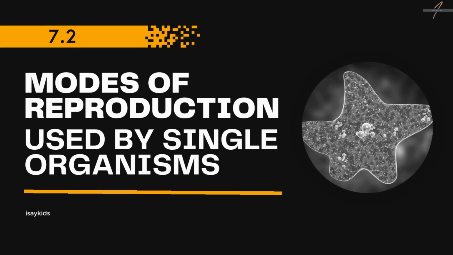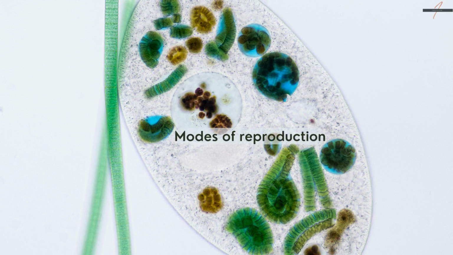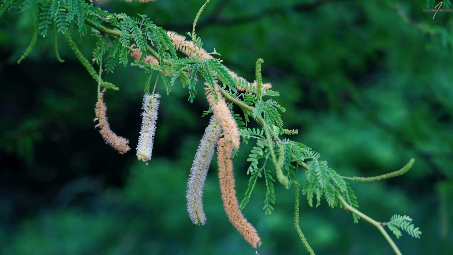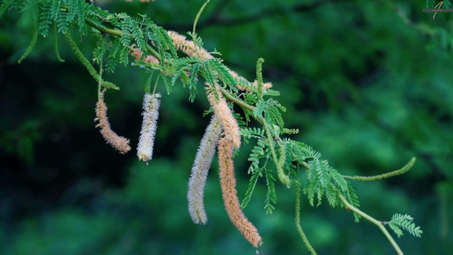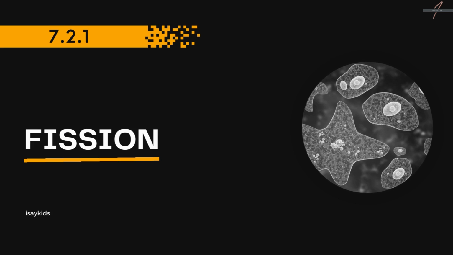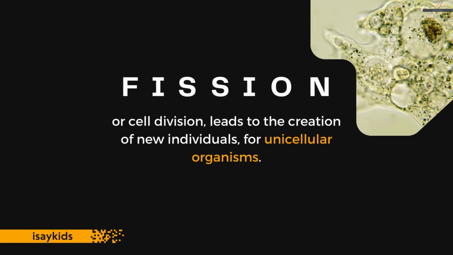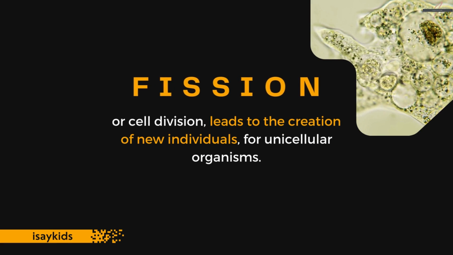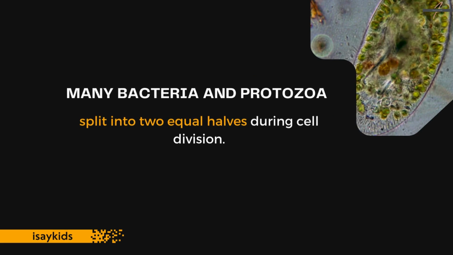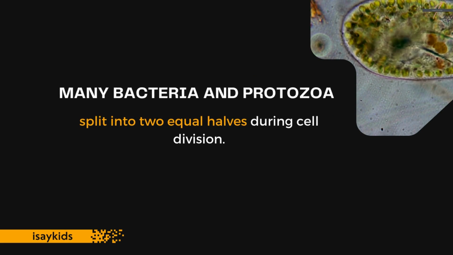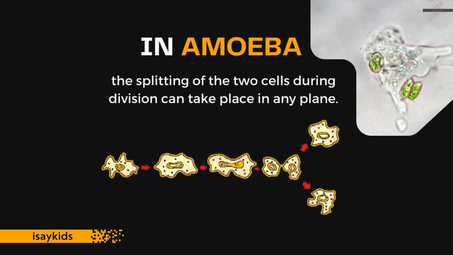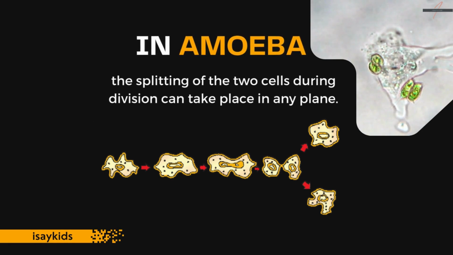Moving on to our next topic: modes of reproduction used by single organisms. The modes by which various organisms reproduce depend on the body design of the organisms. The first mode of reproduction that we would discuss is fission. For unicellular organisms, cell division or fission leads to the creation of new individuals. Many bacteria and protozoa simply split into two equal halves during cell division. In organisms such as amoeba, the splitting of the two cells during division can take place in any plane.